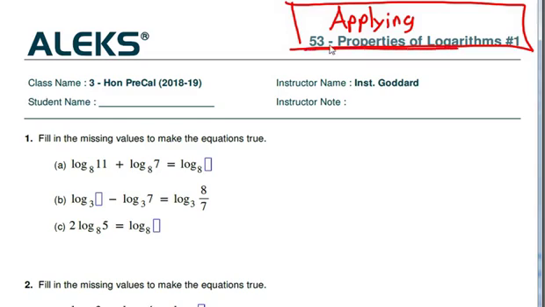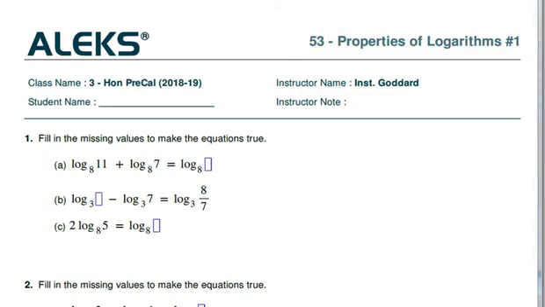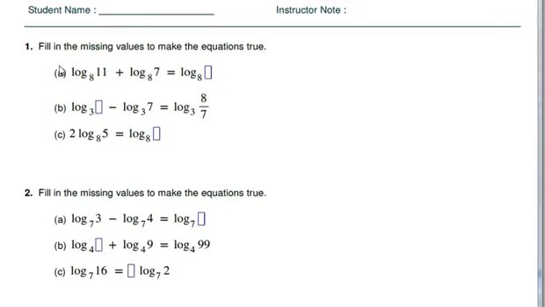Alright students, so today we are looking at applying properties of logarithms. Particularly we're going to be utilizing the formulas: the product property, the quotient property, and the power property of logarithms, which we saw in a previous video. So, according to this, it says fill in the missing values to make the equations true.